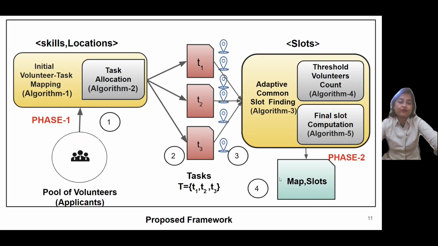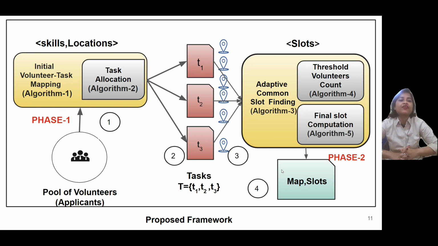This is the proposed framework. There are two phases. Each can work either independently or as an integrated module. The first phase does the initial volunteer task mapping. The main input are the skills of the volunteers and requirements of tasks along with their location. The output of this phase is an allocation map or simply a map, which is a dictionary. The keys are the tasks and values are the selected volunteers.